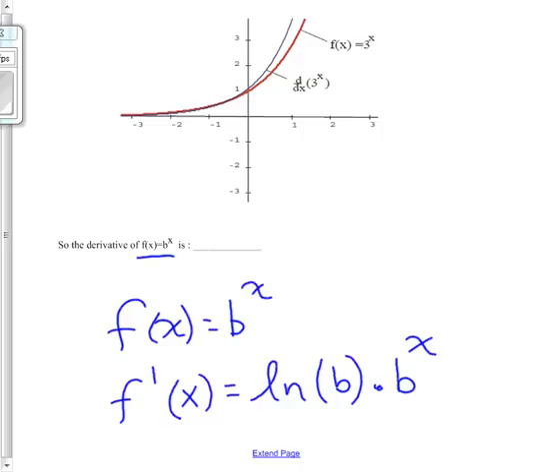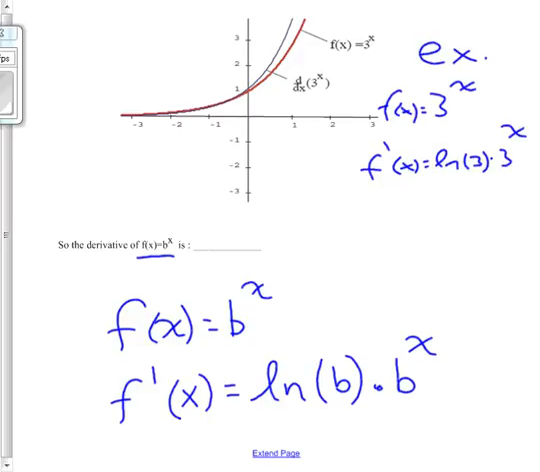And what we have is just a stretch relationship. For example, if we have the function 3 to the x, the derivative would be ln3 times 3 to the x, and we're graphing that right here. We've got 3 to the x and the derivative of 3 to the x, and the relationship is just a vertical stretch by a factor of ln3.